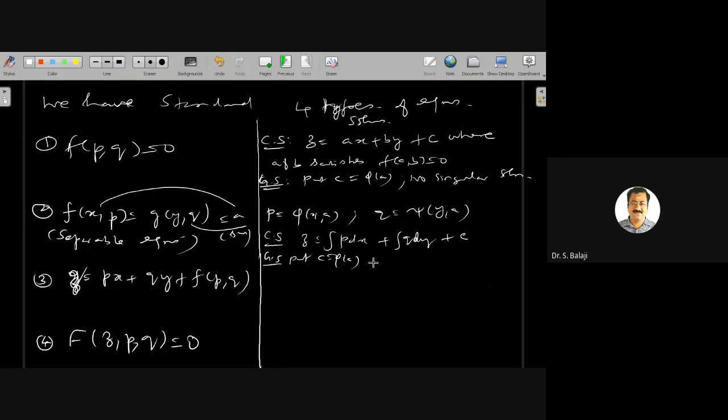Put C is equal to pi of A, no singular solution. If you keep this plus C as it is here, you can say that there is no singular solution. For that type of equation, you can identify it.